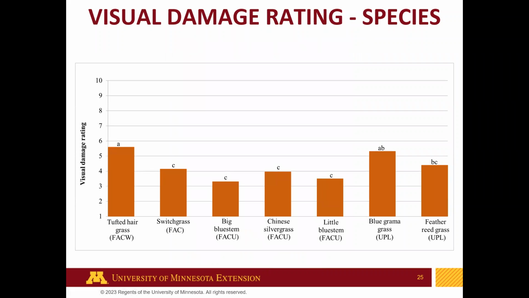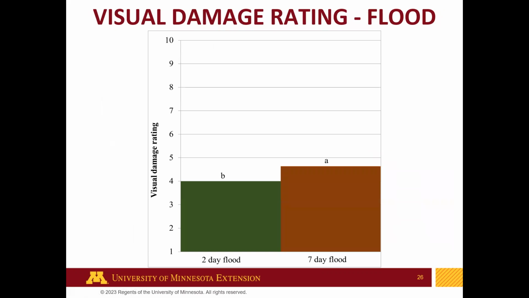Looking at the data, we had a species main effect. And you can see tufted hairgrass had the highest damage, but it wasn't significantly higher when compared with blue grama grass. And then switchgrass, big bluestem, Chinese silvergrass, and little bluestem had the lowest visual damage ratings, but not significantly lower when compared to feather reed grass. We also had a flood main effect for visual damage rating, where our 2-day flood had a significantly lower visual damage rating when compared with the 7-day flood duration treatment.